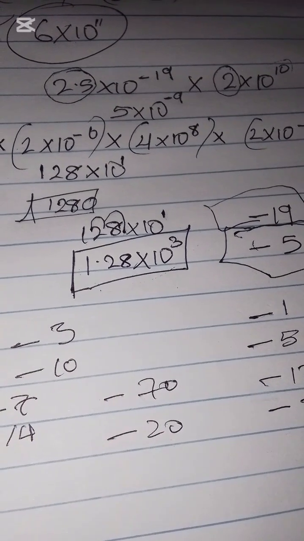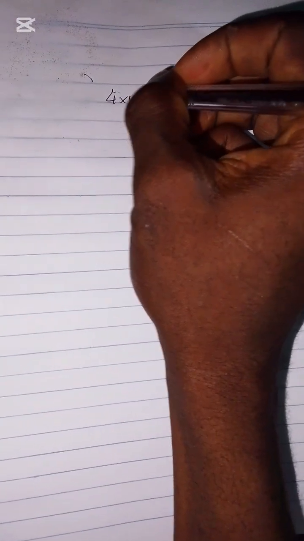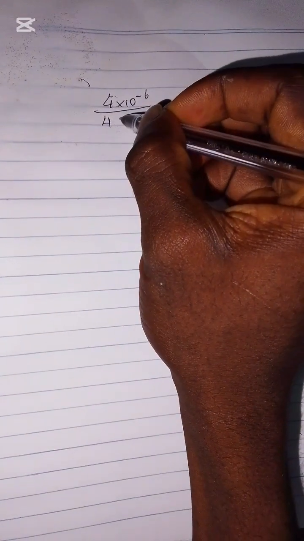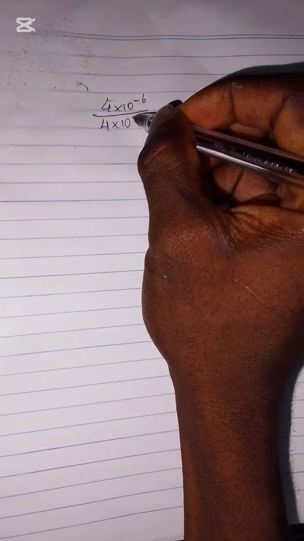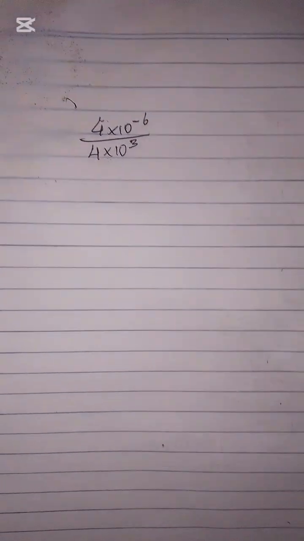Now let me teach you how to divide in standard form. Okay, we're going to look at how you can handle division in standard form. Now let me give one example. Okay, take for instance we are faced with 4 times 10 raised to the power minus 6 divided by 4 times 10 raised to the power, let's say 3. Now how do you do this division? This is a very simple division. Okay, you come across something like this while calculating. What are you going to do?